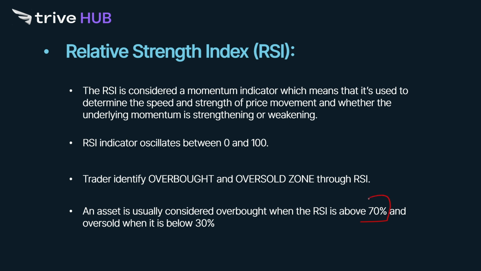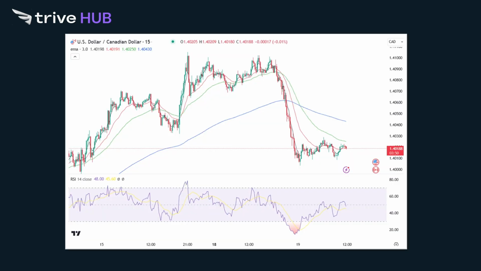You can change these 70 and 30 zones, overbought and oversold zones, according to your trading strategy. I use 75 and 25 as my overbought and oversold levels, because it suits my personality. Now you have to determine what suits you. Alright, so this is what the indicator looks like. It is set by default to a 15 period.